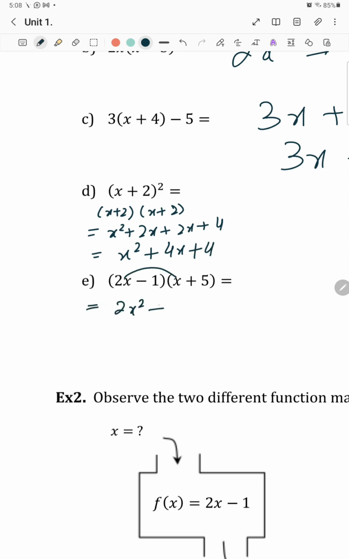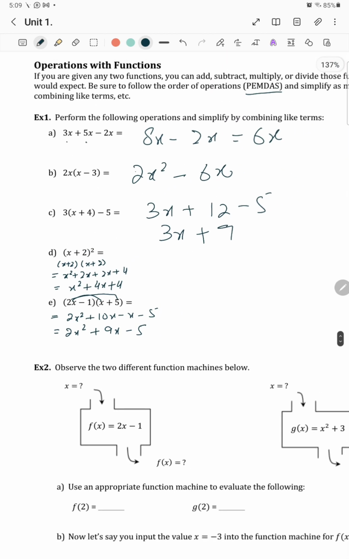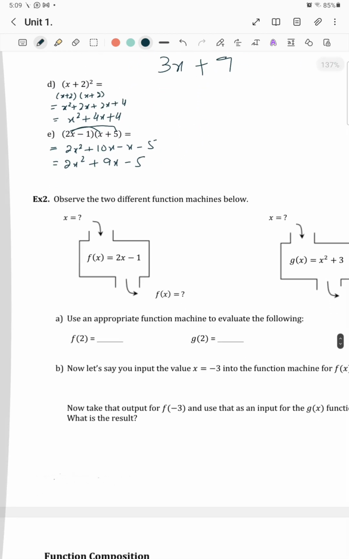2x squared, 10x minus x minus 5. 2x squared plus 9x minus 5. So we have performed the operations and combined the like terms.